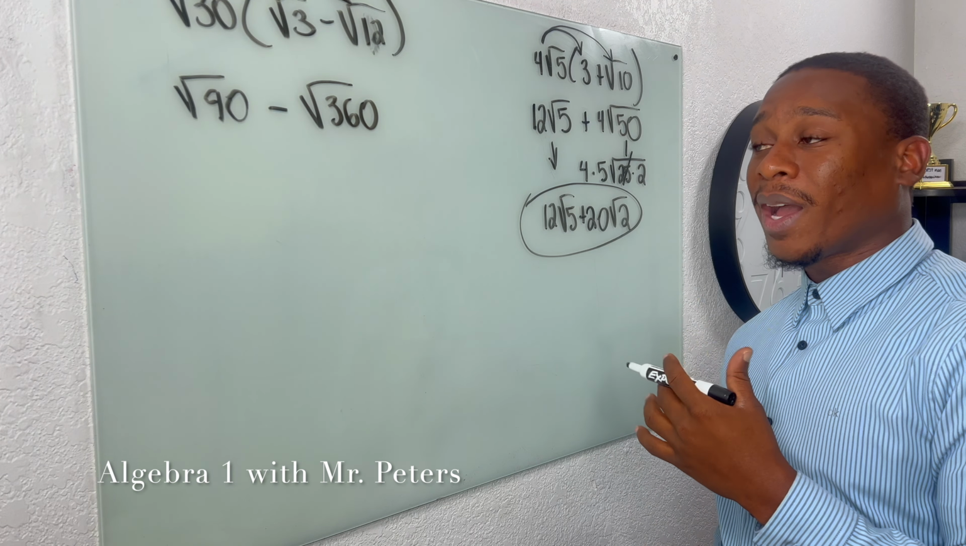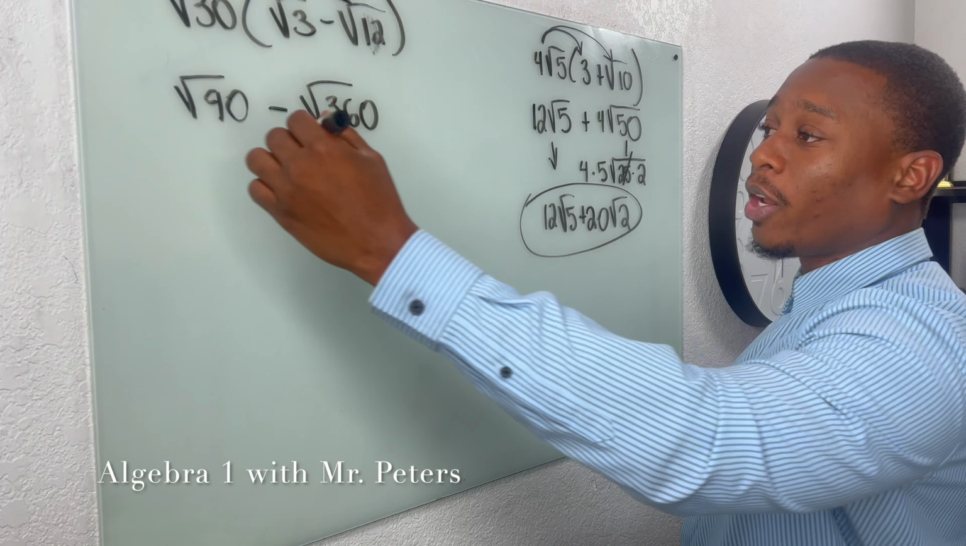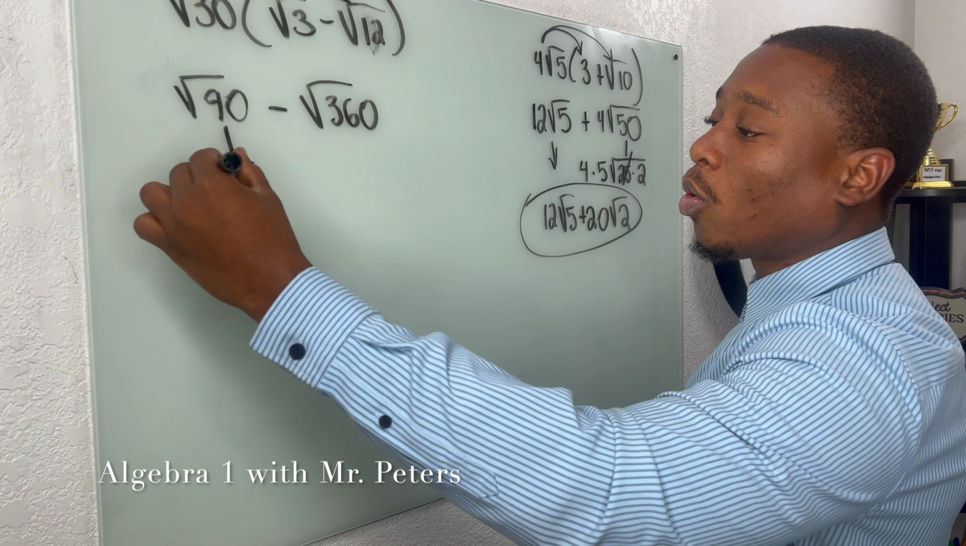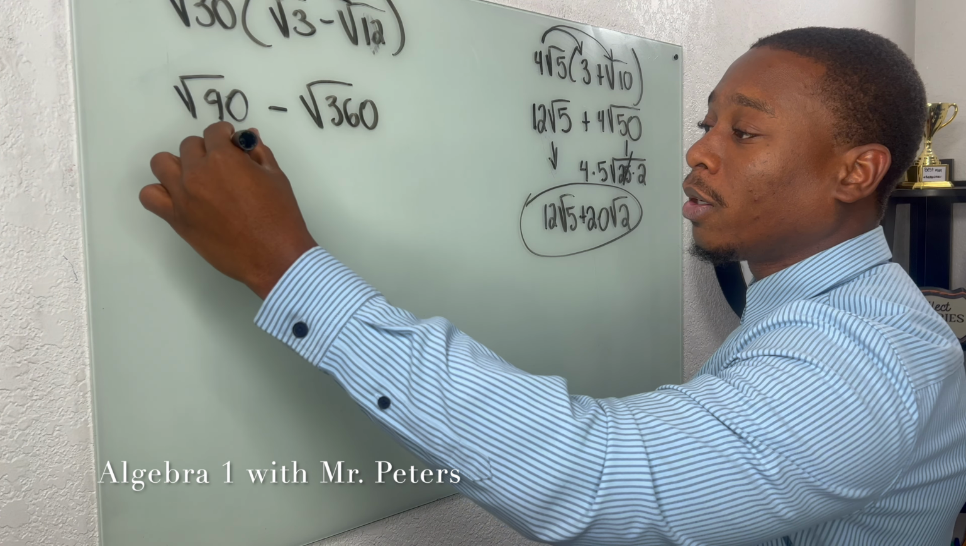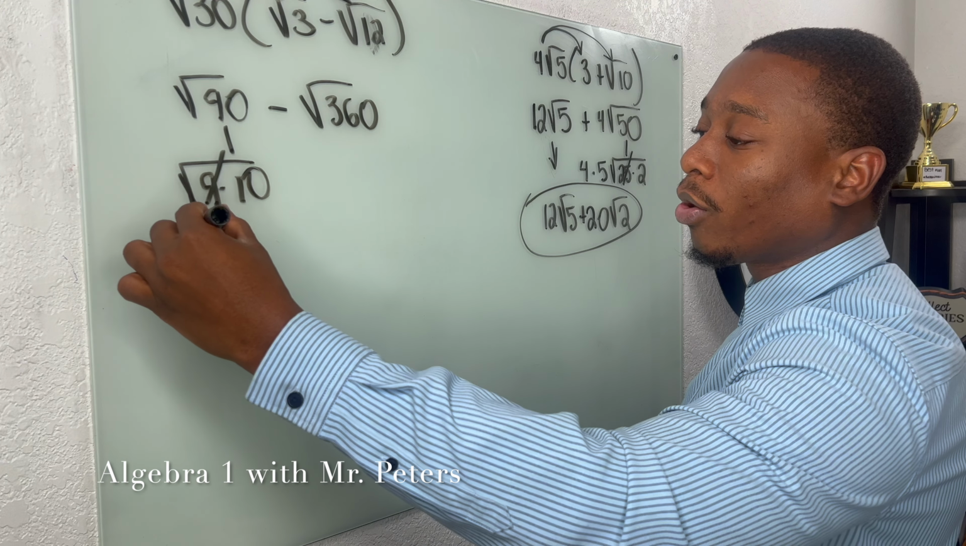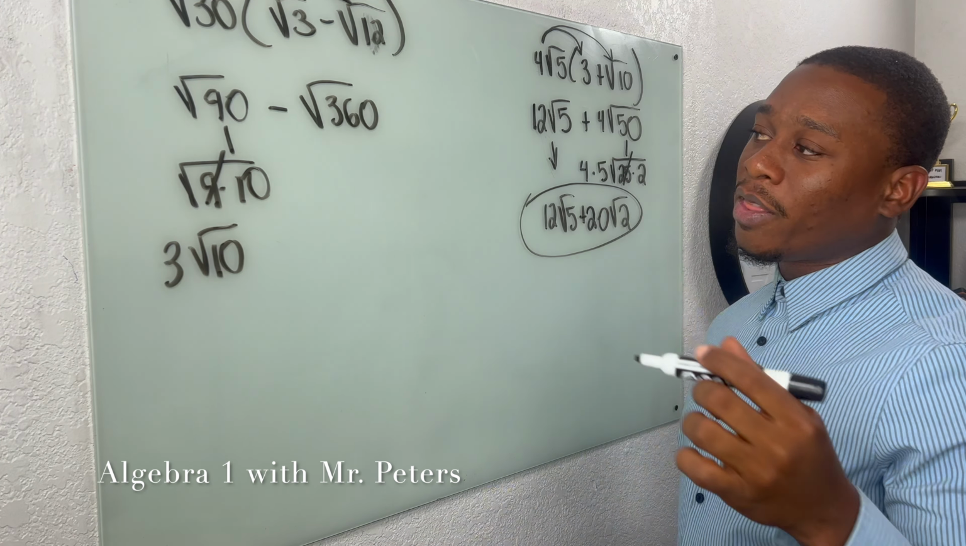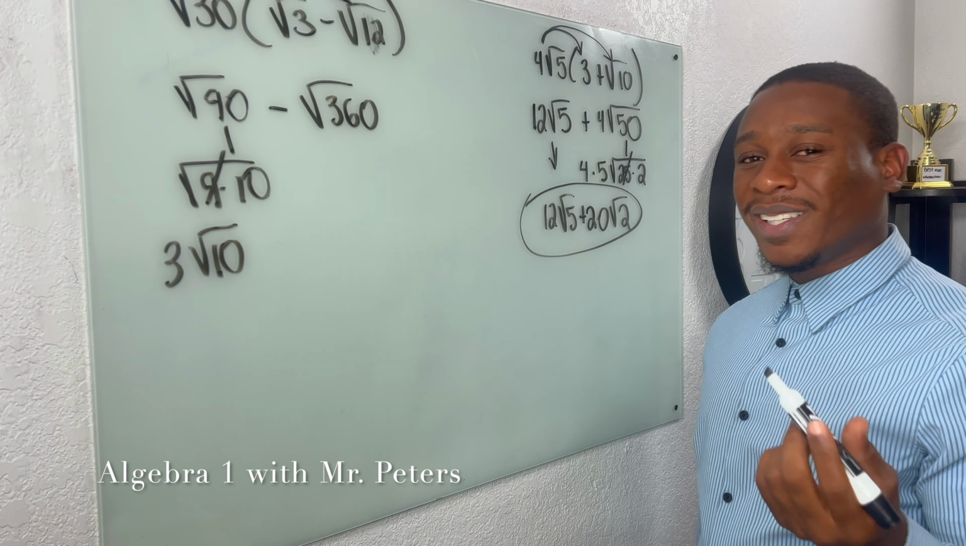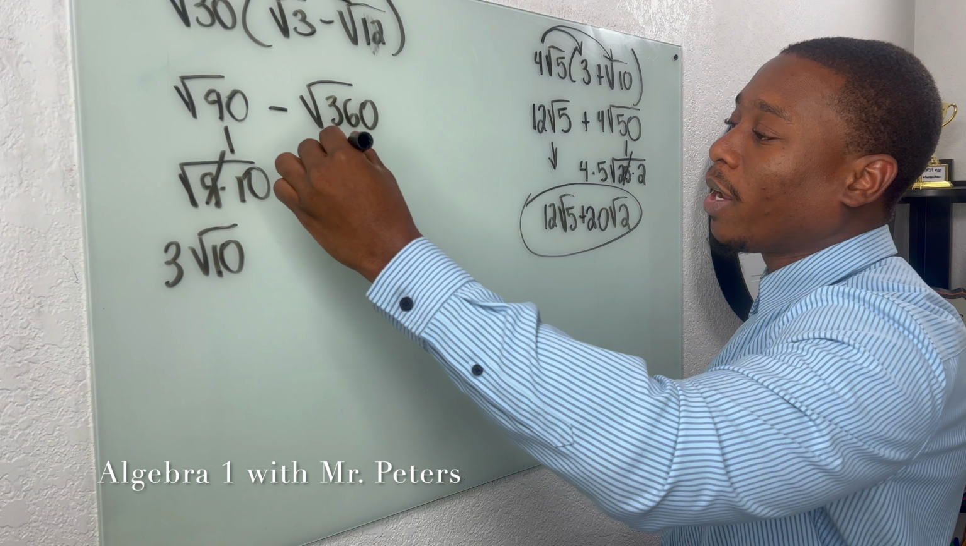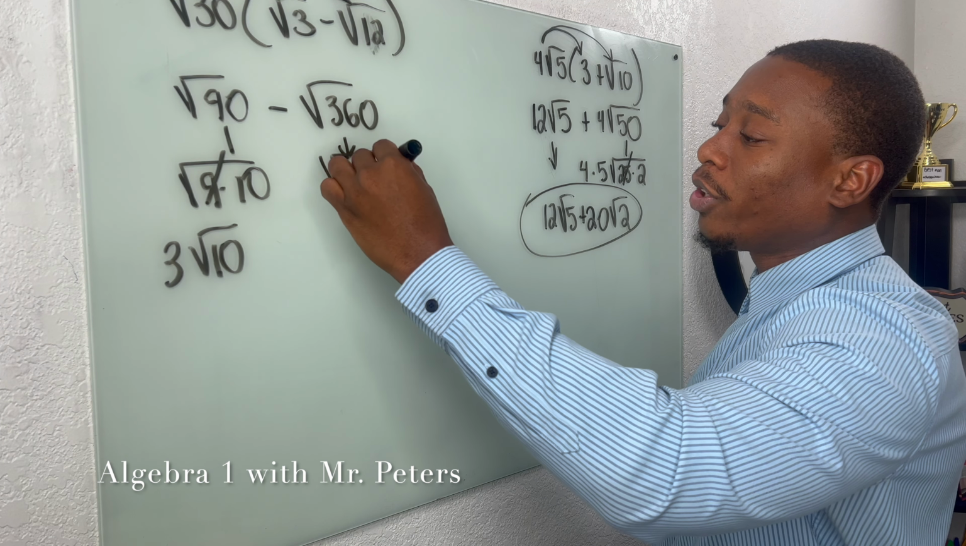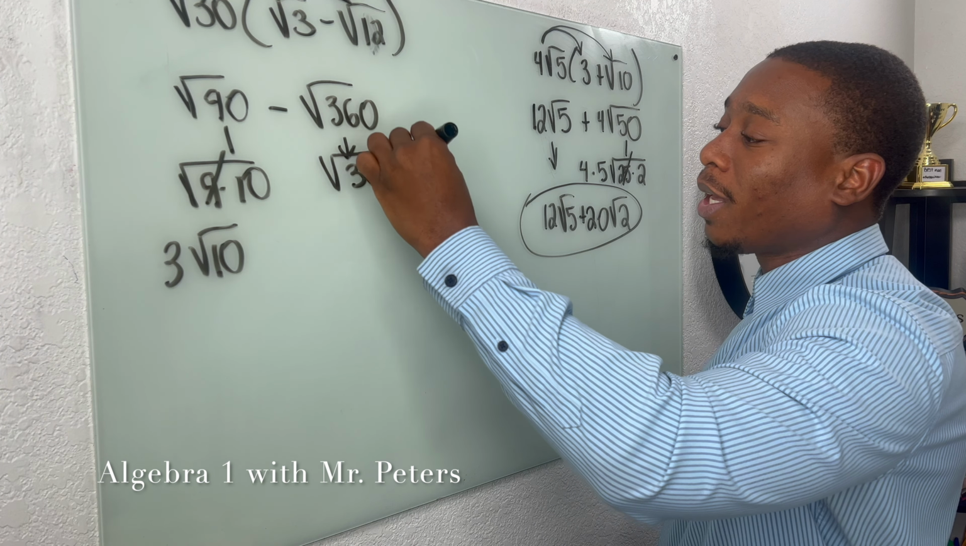Now, in this step, guys, we have to simplify, right? We got to double check. So I'm going to have 9 times 10. This changed to 3 radical 10. And then with 360, let's keep it simple, right? We're going to do 36 times 10. And once we simplify, this is going to be 6 radical 10.